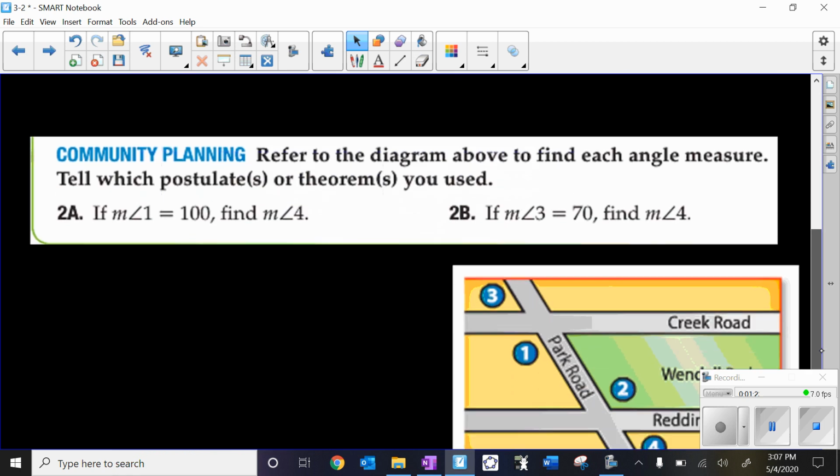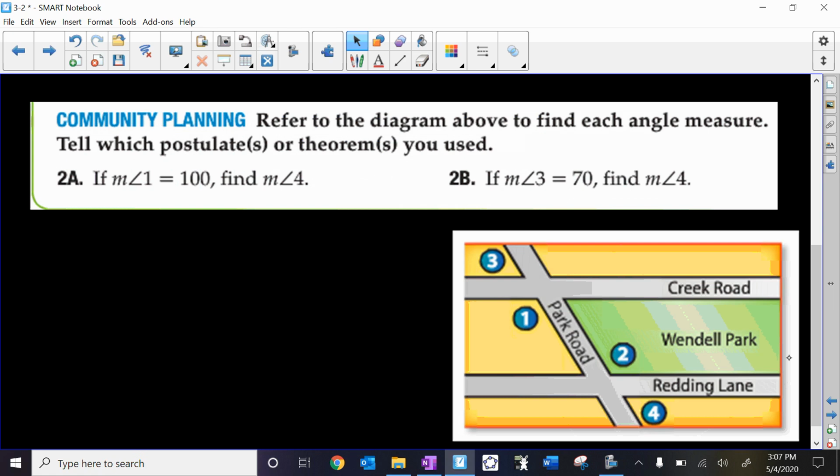Do a couple more. Got a couple more down here at the bottom. Let's start with 2B. We'll go back to 2A. So 2B, this time I say angle 3 is 70 degrees. I want to know what the measure of angle 4 is. That's also going to be 70 degrees because angle 3 and 4 are alternate exterior angles.